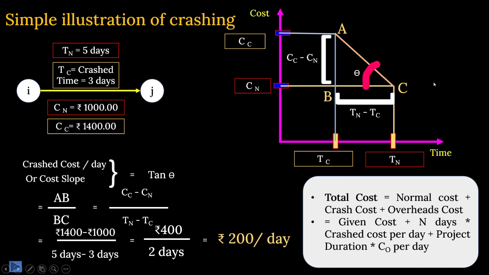So whenever you're going to find out a total cost, you need to know the normal cost, you have to calculate the crash cost, and also you have to find out the overhead cost. Overhead cost is the project duration multiplied by overhead cost. Crash cost is the number of days crashed multiplied by crash cost per day, or the cost slope per day. Okay, and normal cost will be given to you in the problem.